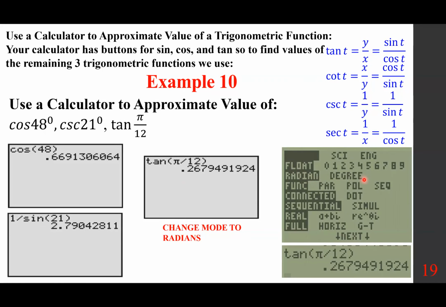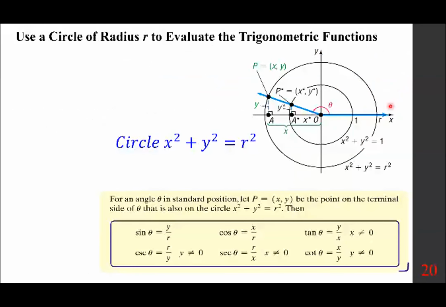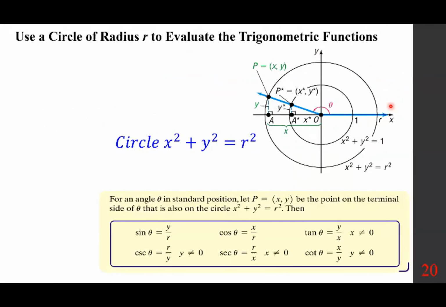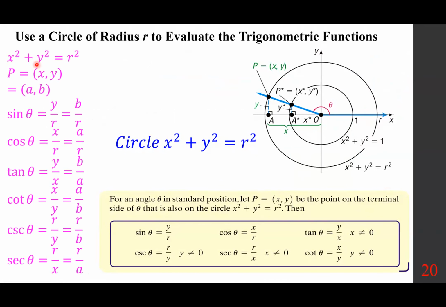Use a circle of radius r to evaluate the trig functions. Remember, we used the unit circle, x squared plus y squared equals 1, the square root of 1. But what if it's r? Now, this one, x squared plus y squared equals 1, versus something where the radius is something other than 1. So we call it r in general. So what happens to the formulas? We write x squared plus y squared is r squared.